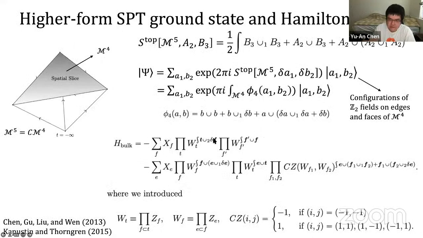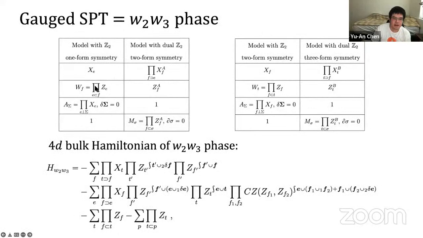So initially, we have the degrees of freedom on the faces and the edges. These come from the one-form and two-form fields. For one-form symmetry, we have the degree of freedom on the link. For two-form symmetry, we have the degree of freedom on the face. So in the original SPT model, we have the Pauli Z on the edge and face. After gauging, we promote the flux operator. The flux is a product of E around the face, and we turn it into some single Pauli on the face. Similarly, for the product of faces around a tetrahedron, we make it a single Pauli of the Z. This is called gauging the higher-form symmetry.